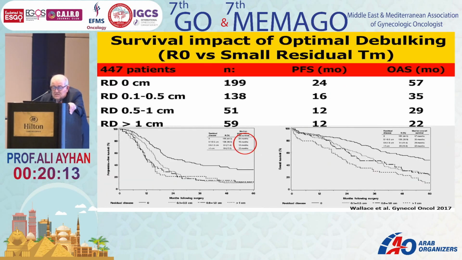What about the small residual tumor? As you see here in this slide, R0 is better than the other variants, PFS 24 months, and the overall survival 57. But with 0.1 to 0.5 centimeter in diameter, these figures are very low. And also, optimal cytoreduction, the result is very, very low compared to R0.